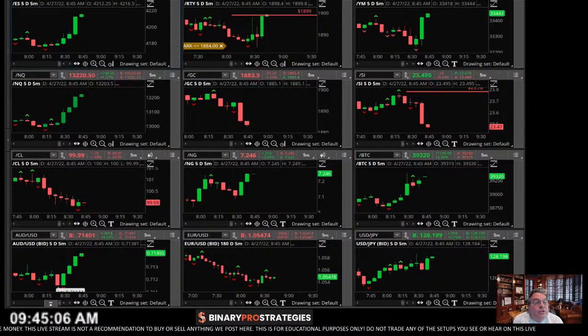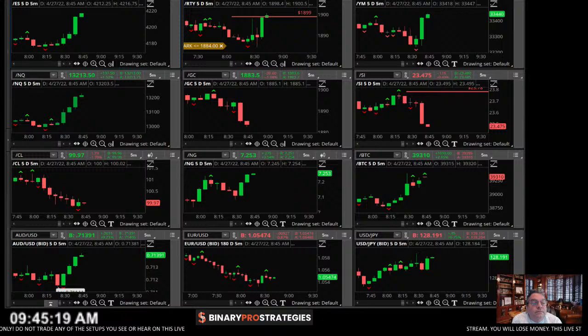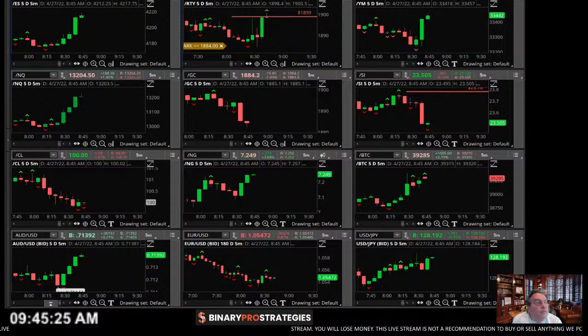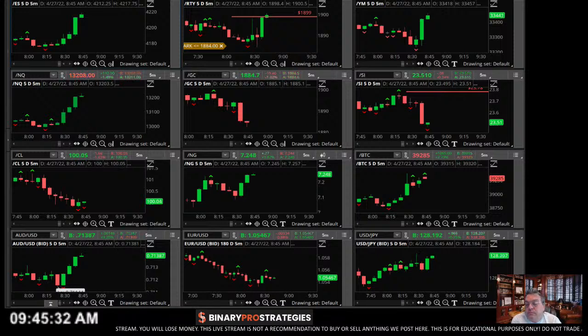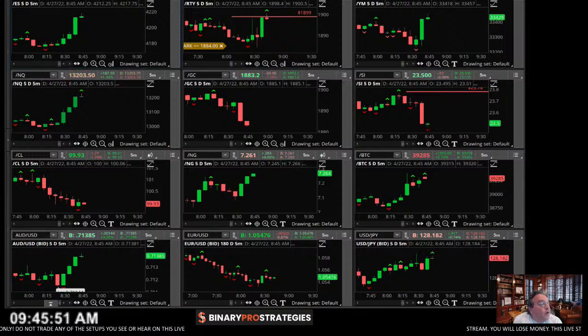Okay, going and reversing on NQ, on US, on RTY. Okay, short silver, now we reverse, went long on RTY. Target on RTY now is going to bring us up to 1904.